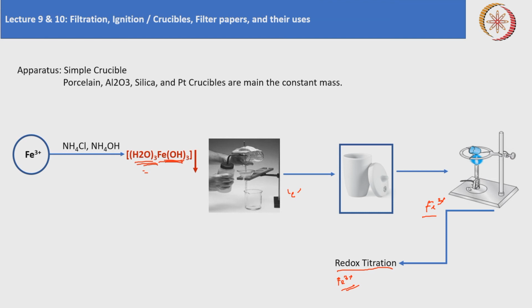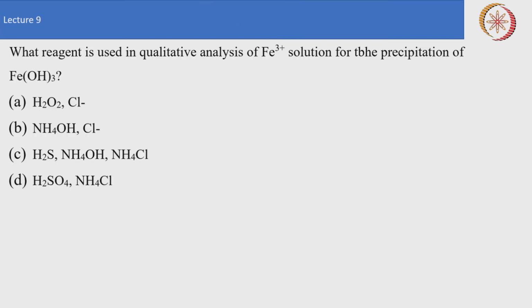So up to lecture 10 we have learned this: suppose we have some sample and you want to do an experiment to know how much iron or some other metal complex is there, then how you can process it and how to prepare the sample. Those things we have learned. On that basis, we'll discuss two questions from lectures 9 and 10.